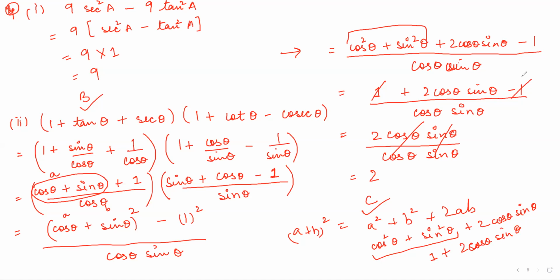Ma'am, should we write the identity at the side? Yes, you will write it at the side, you will mention it, right? So whatever identity you are using, you put a bracket here and then you mention the identity, correct? Yes, ma'am. That we always do. Whatever identity we are using, at the side in a bracket, we write that we are using this identity at this step.